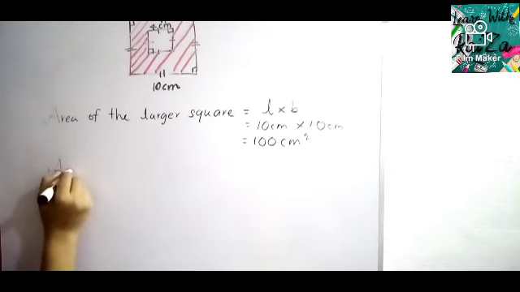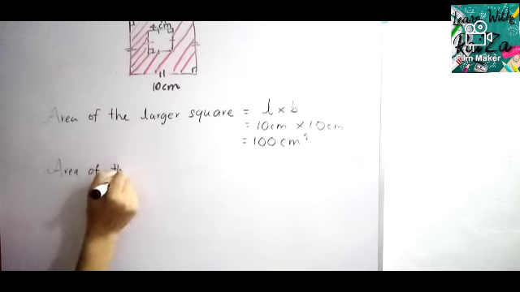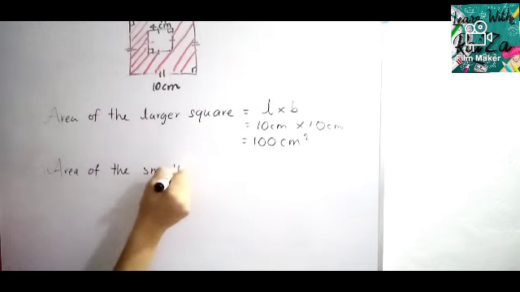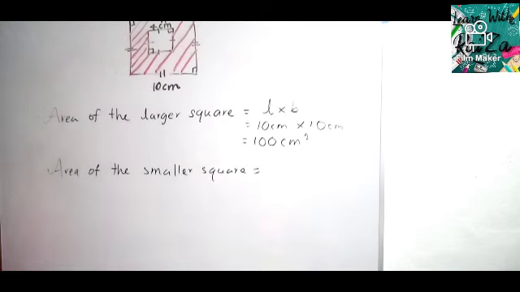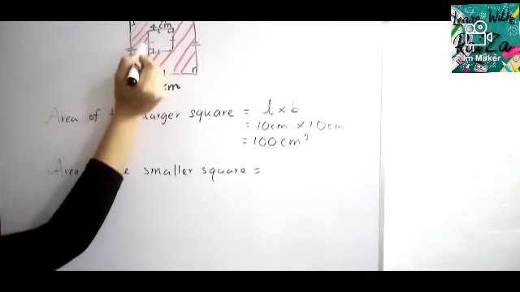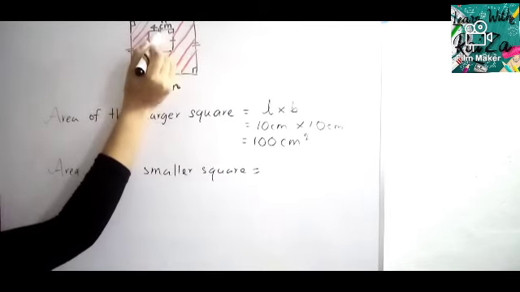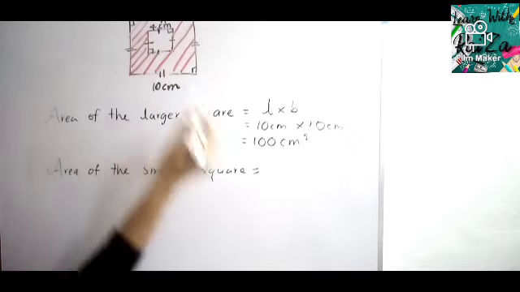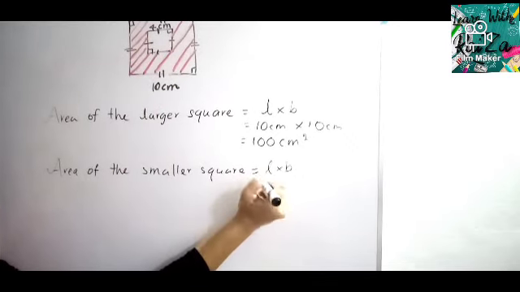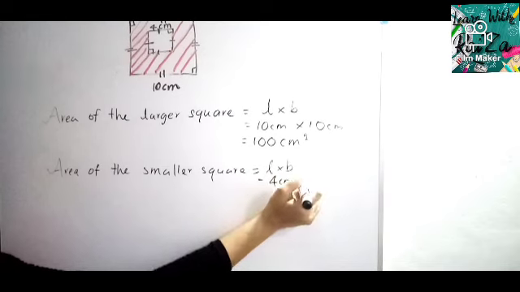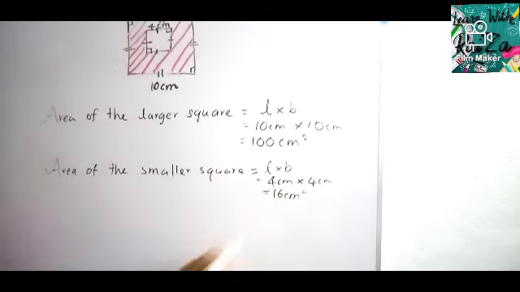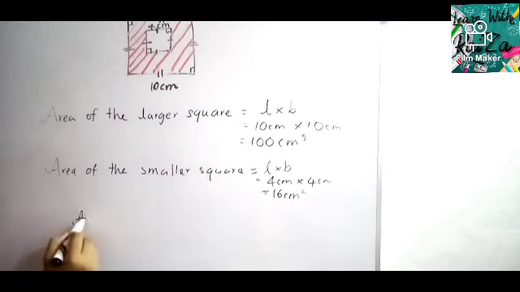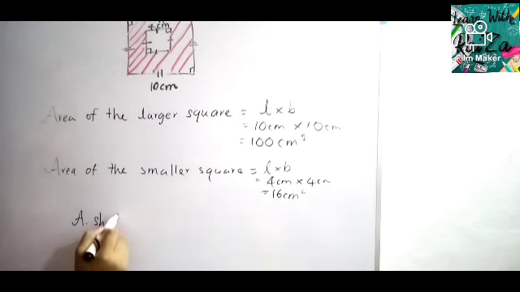Second step, can you remember I told you? Yes. Area of the smaller square. In a square, all sides are equal and squares have right angles. Now see, in this square I have given this small symbol, one symbol, that is showing that these sides are all 4 centimeter. So same equation, length into breadth, 4 centimeter multiplied by 4 centimeter, and what you get is 16 square centimeter.